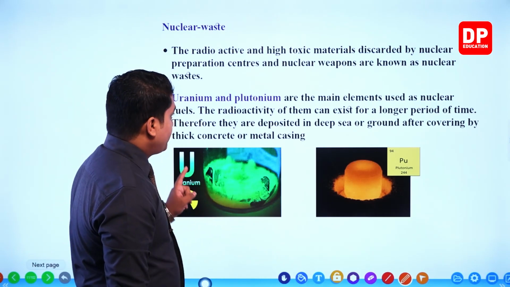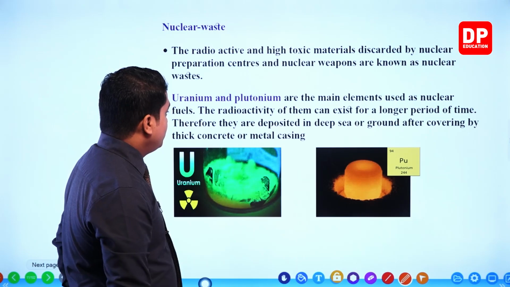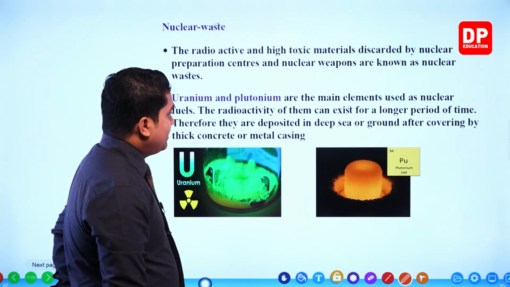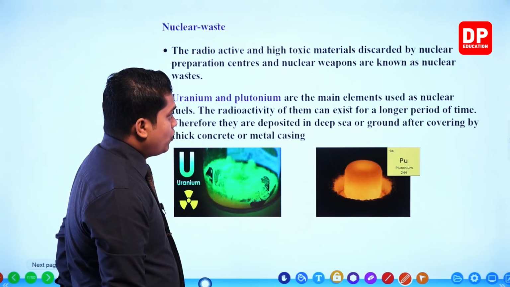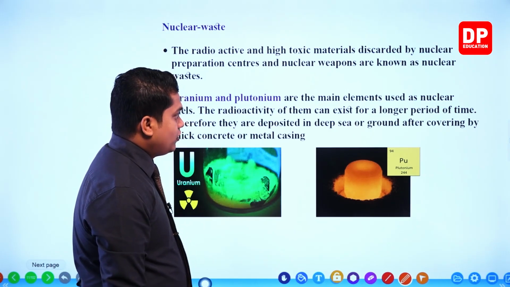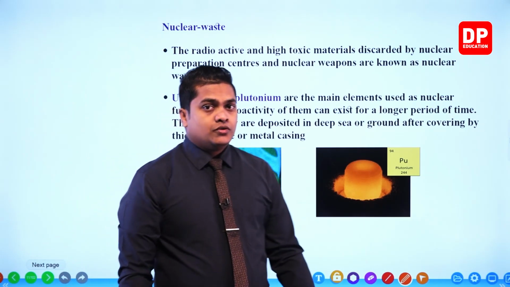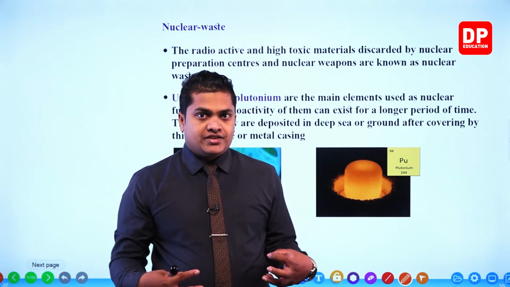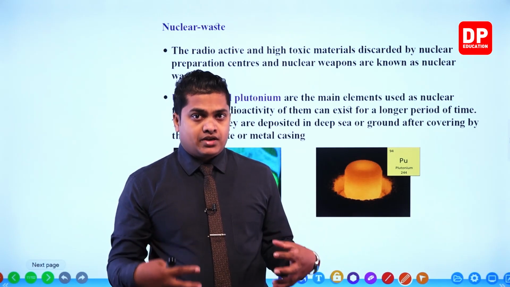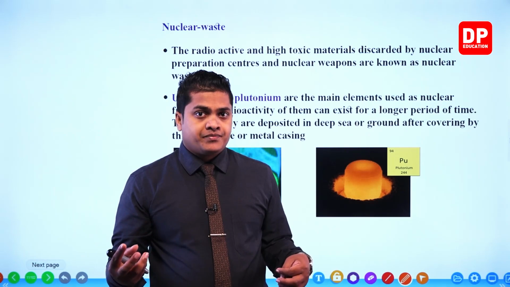Right. So uranium and plutonium are the main elements used as nuclear fuels. The radioactivity of them can exist for a long time period. Therefore, they are deposited in deep sea or ground after covering by thick concrete or metal casing. As covering sheets, we use thick concrete or metal. Otherwise their radioactivity will come out.